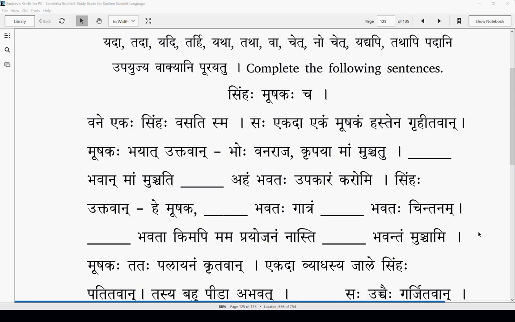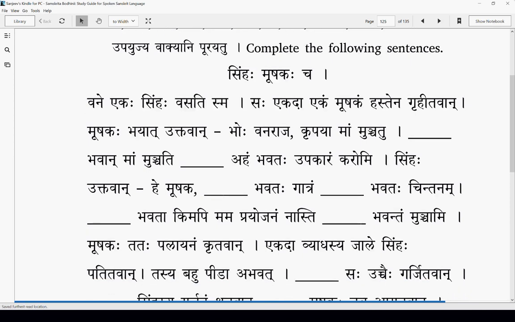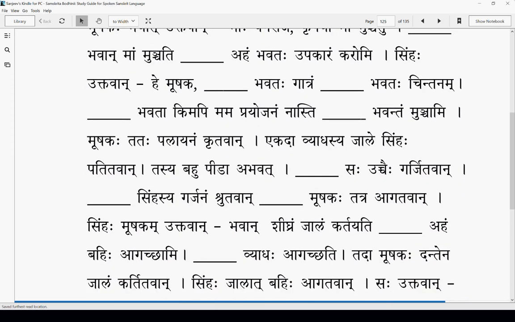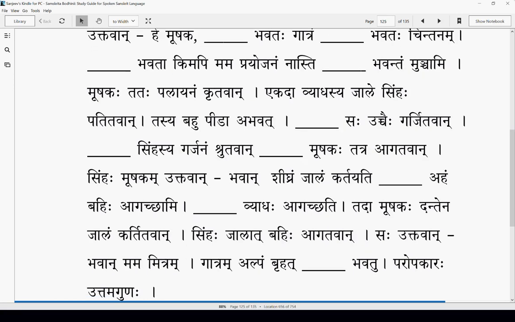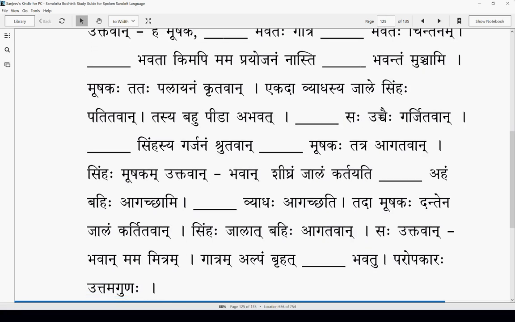So, Moshakaha Tataha Palayanam Krutavan. Next, what happens? Moshaka Tataha Palayanam Krutavan means? Palayanam means running away. The mouse ran away from there. Tataha means from there.